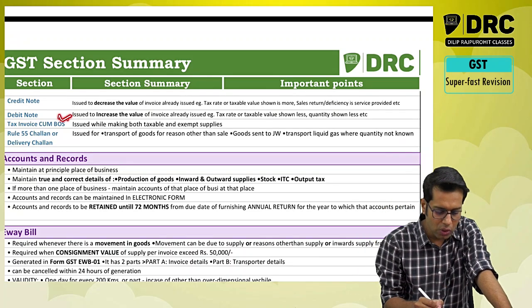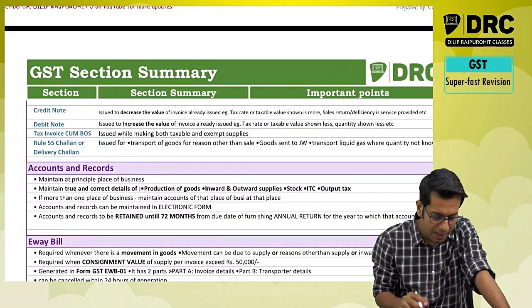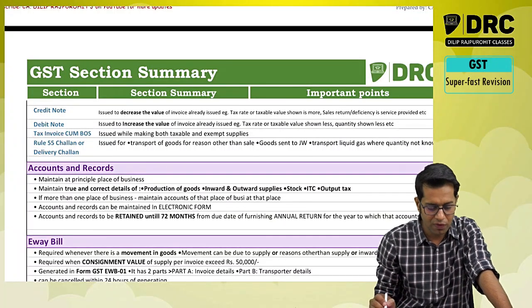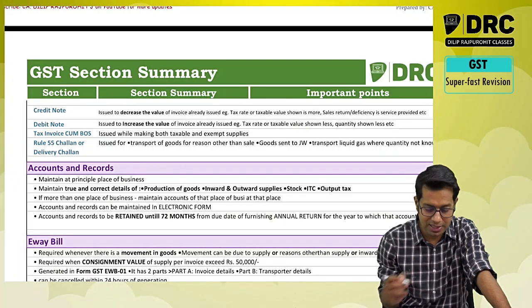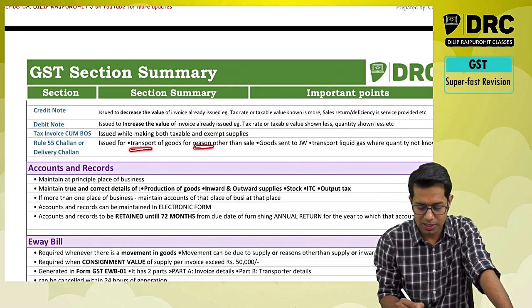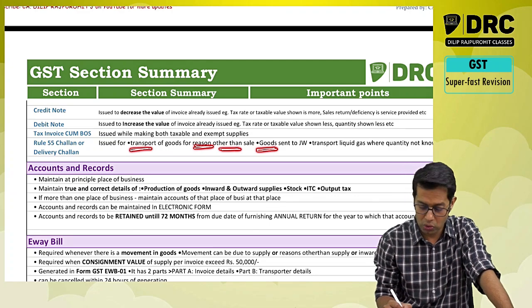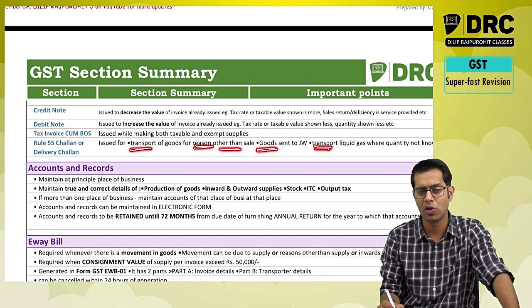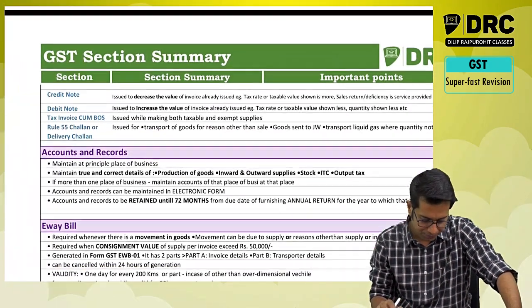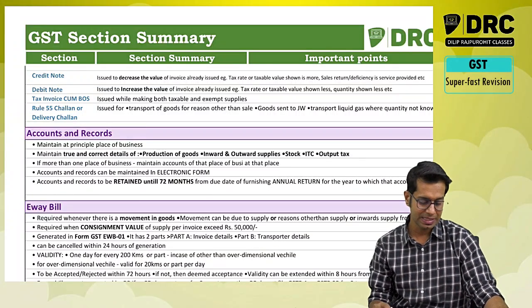Then you can issue a document called an invoice-cum-bill of supply if you are making both taxable as well as exempt supply. Then we have a document called Rule 55 challan, also called delivery challan. This delivery challan is required to be issued when you are transporting goods for reasons other than supply, or sending goods to a job worker, or when you are transferring liquid gas.